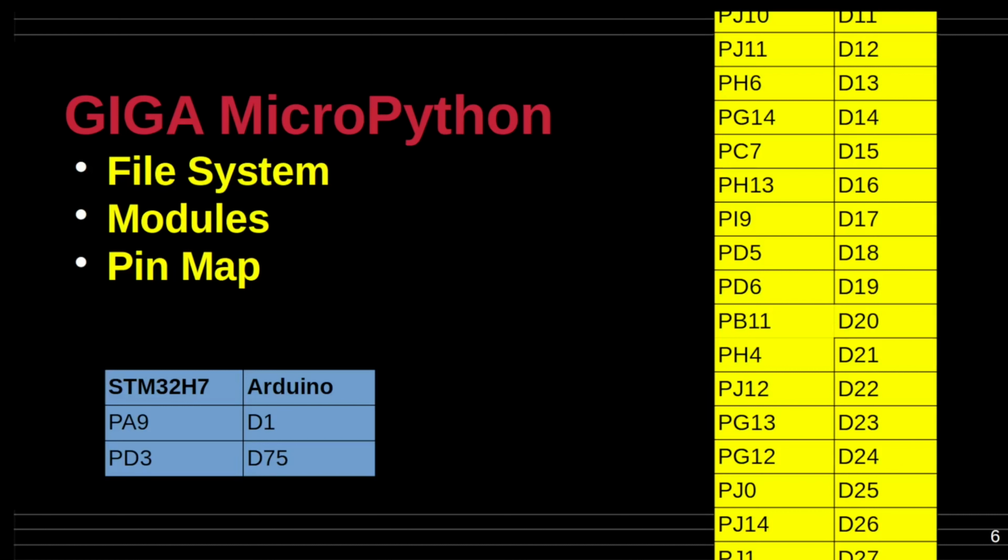While the MicroPython platform for Giga has many modules, there may be a need for additional modules. The methods to install extra modules will be examined later. The Arduino GIGA relies on the STM32H747 microprocessor. There are differences in pin nomenclature between this microprocessor and the common Arduino conventions.